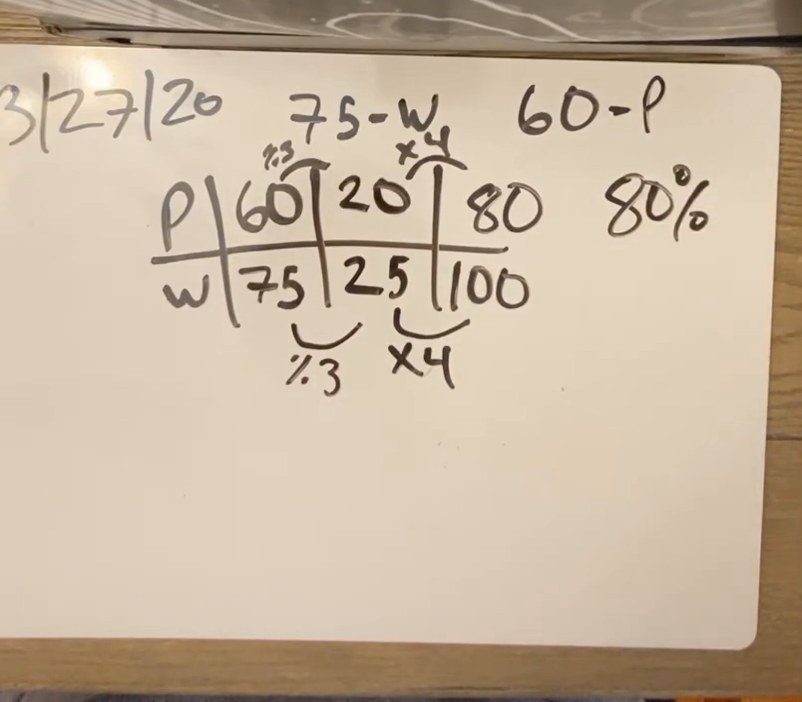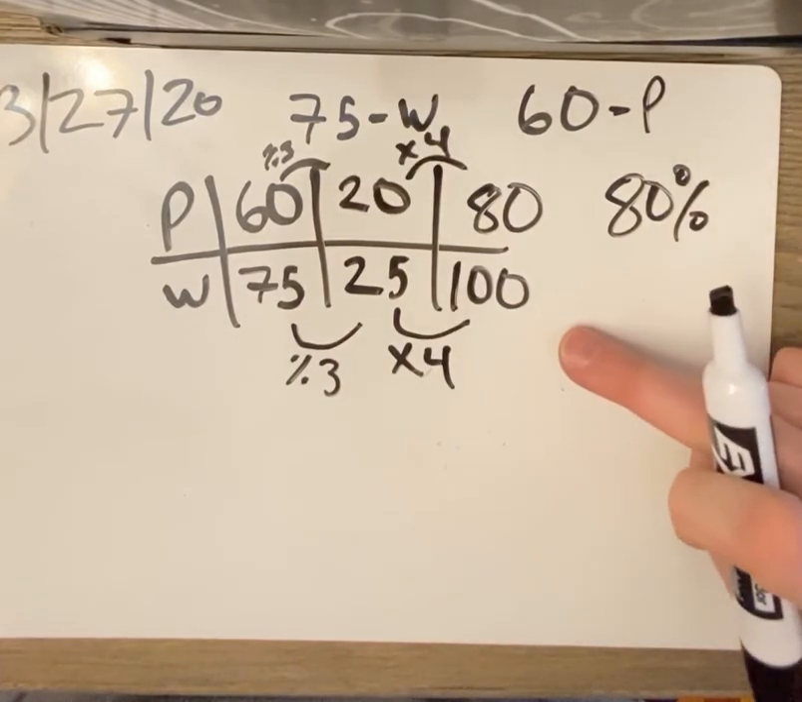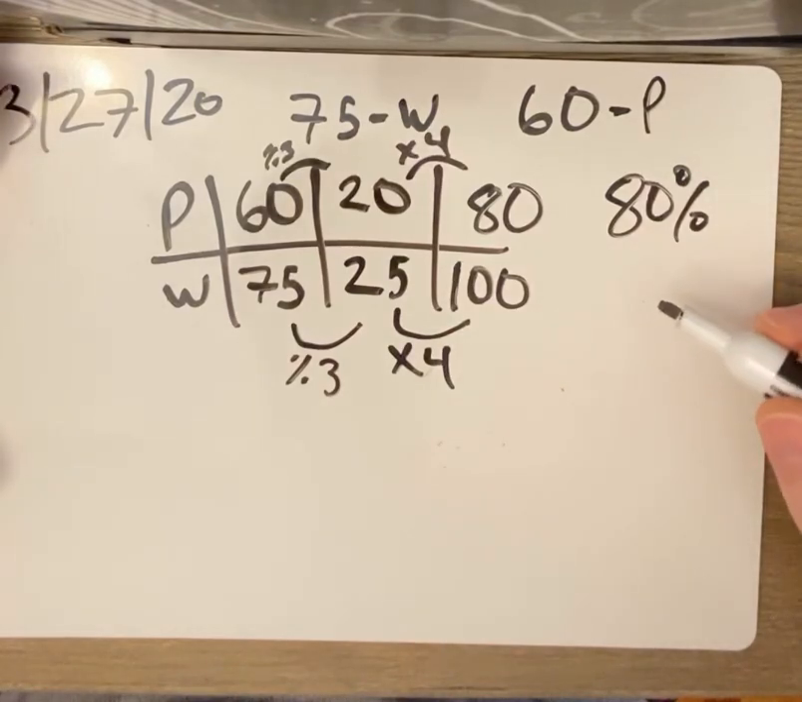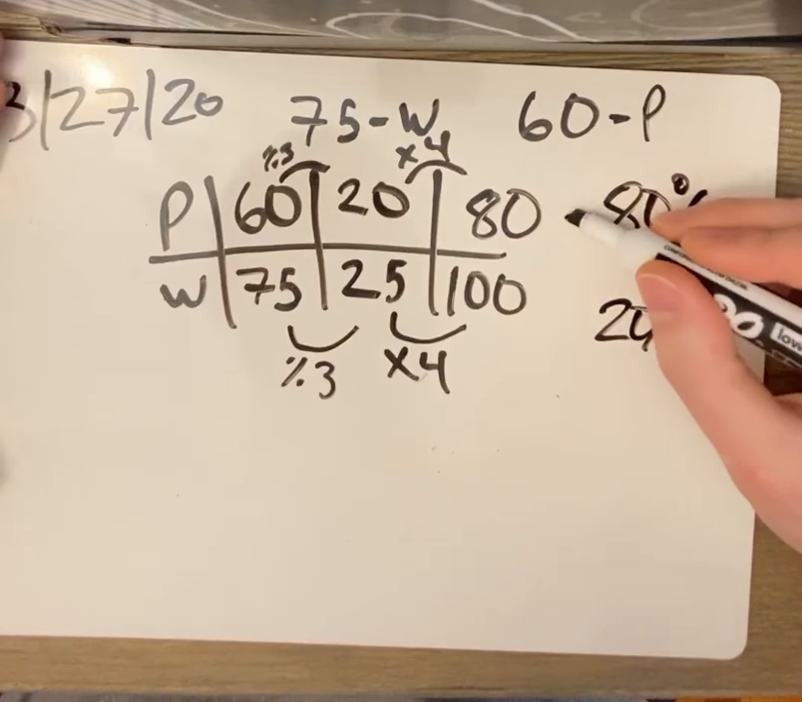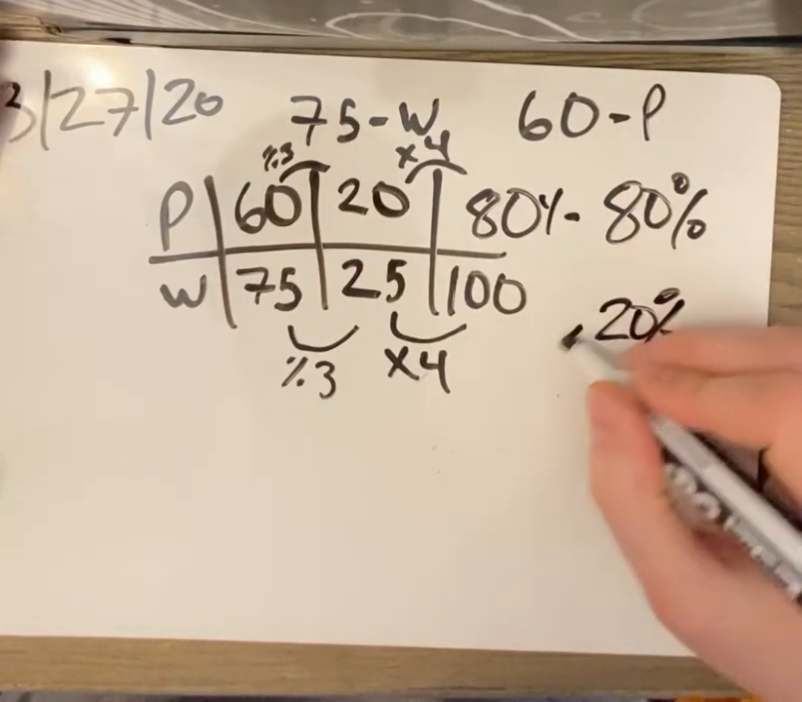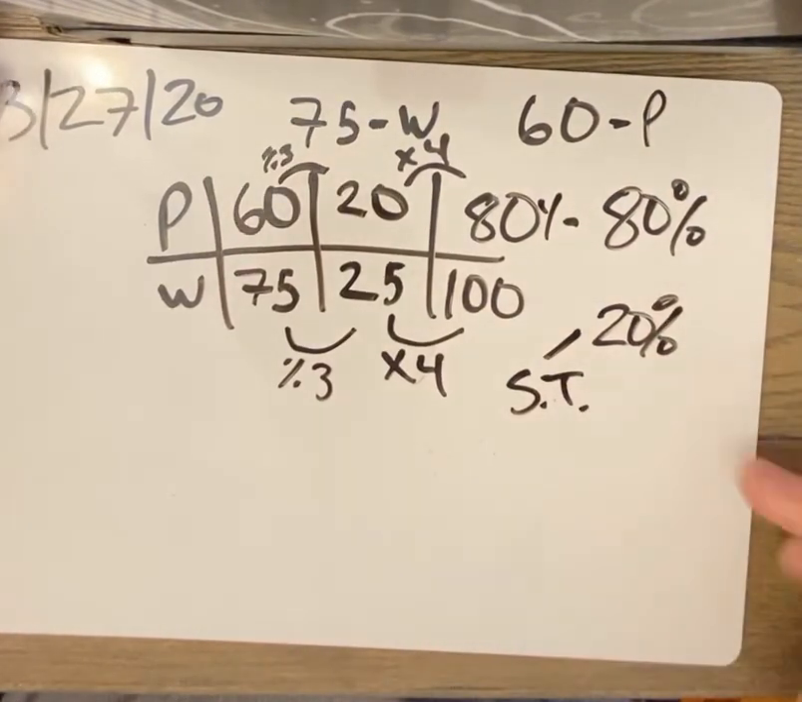So if Yoshi graded 80% of the papers, percents are out of 100, what percent was the student teacher? How much percent of the papers did he grade? Well, what's left over? 100 minus 80 is 20. So Yoshi graded 80% and the student teacher graded 20%.